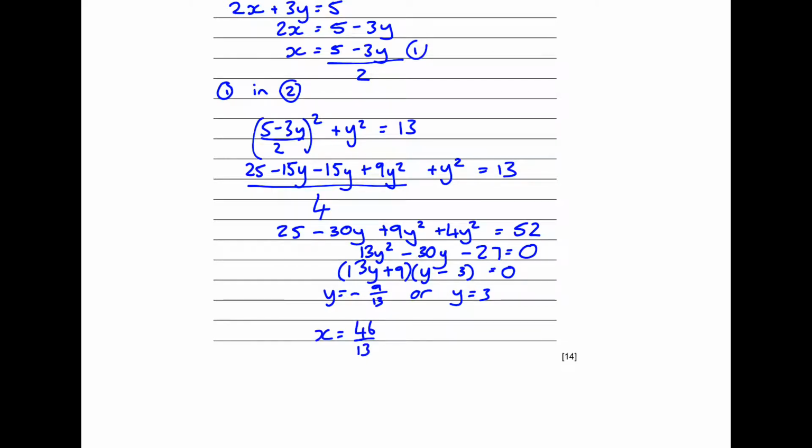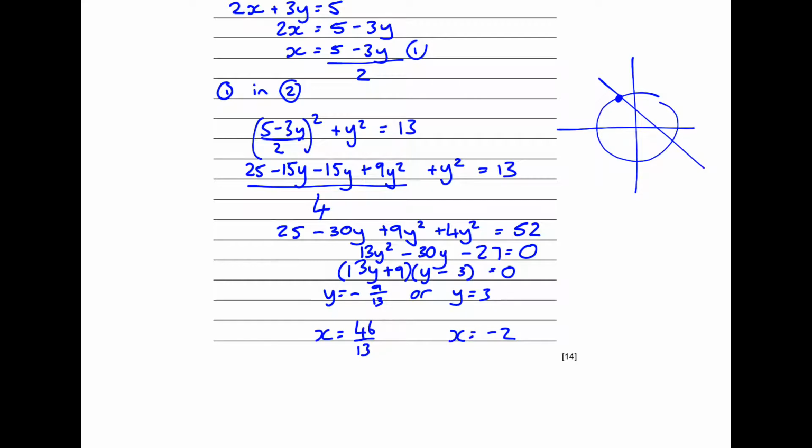And then for when y is equal to 3, we do the same thing. This time you substitute the 3 back into your equation 1, and we get a corresponding x value of negative 2. So on my very rough diagram, this coordinate there must have a negative x value and a positive y value.